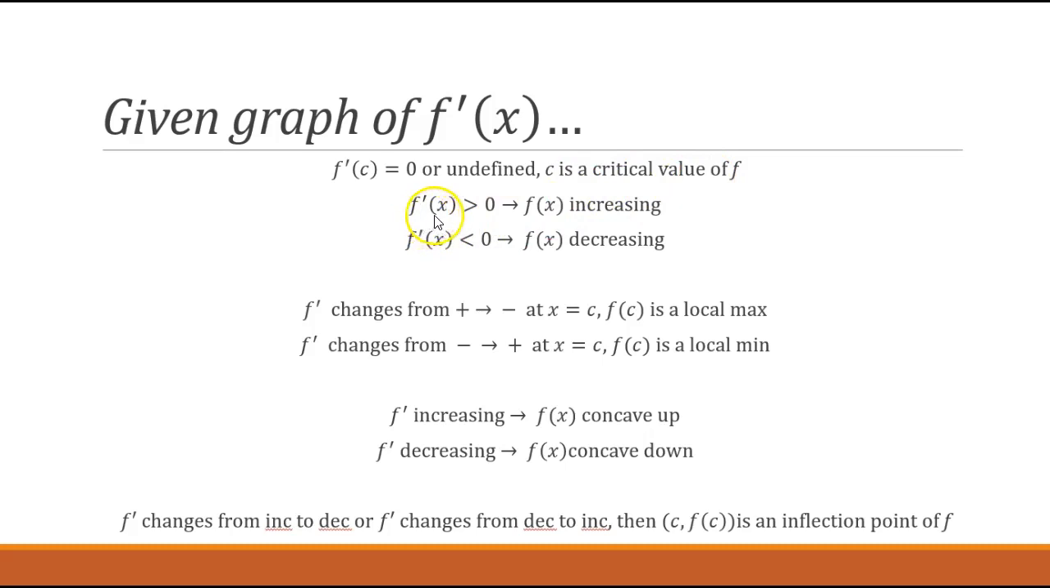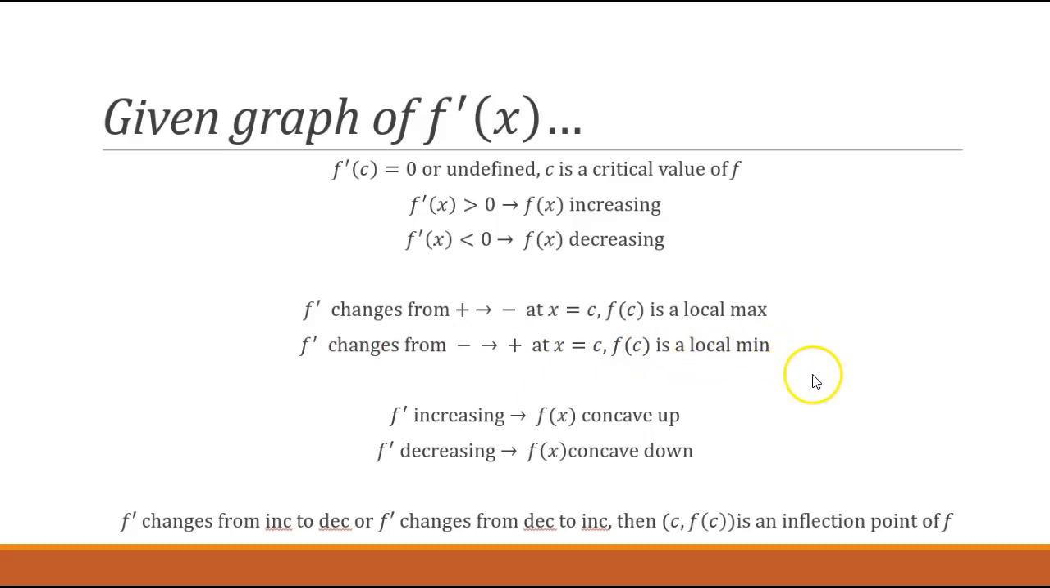If we see that f prime is positive, then f is increasing, and if f prime is negative, f is decreasing. So we can apply the first derivative test. If f prime changes from positive to negative at c, then f of c is a local max. And if f prime changes from negative to positive, then f of c is a local minimum.